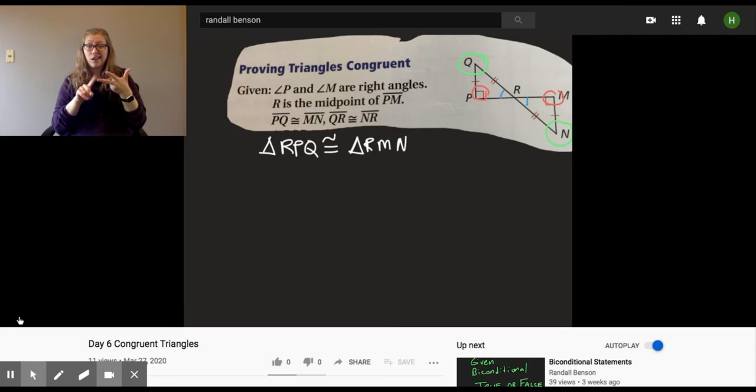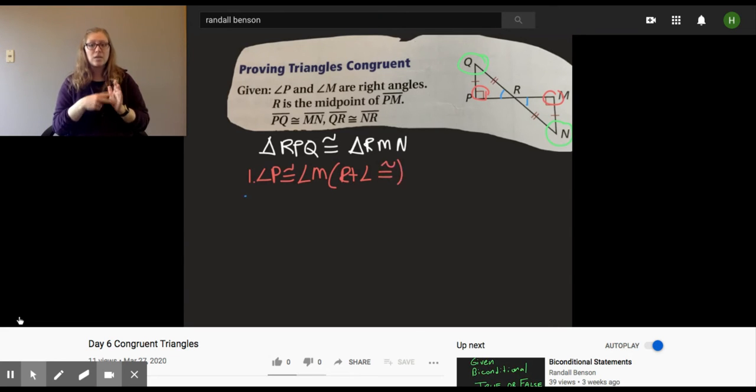So let's write it out here. So the first thing we're going to say is the red pair. We're going to say angle P is congruent to angle M. Why? Because right angles, they're all 90 degrees. Right angles are congruent. That's my reason.